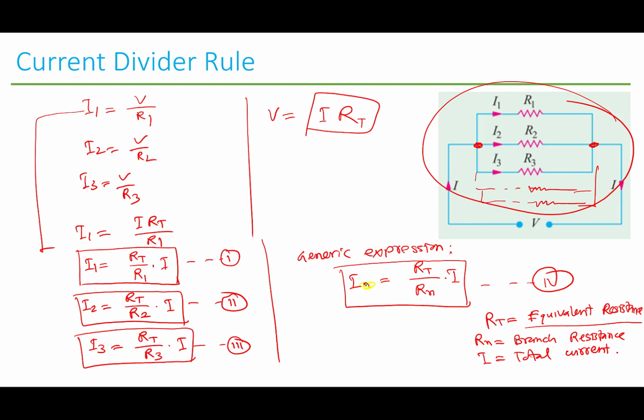Okay, so it's easy to remember in this way. Only change is right here and right here. That means for a particular branch, if you would like to find out the current for that branch, divide the total resistance with that particular branch resistance and multiply it with the total current. So this is the current divider rule. Easy to remember, right?